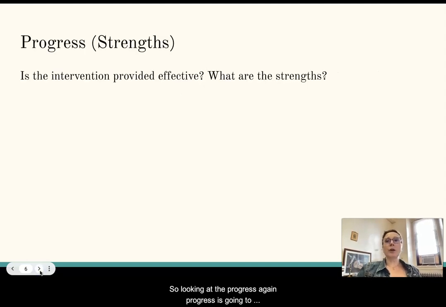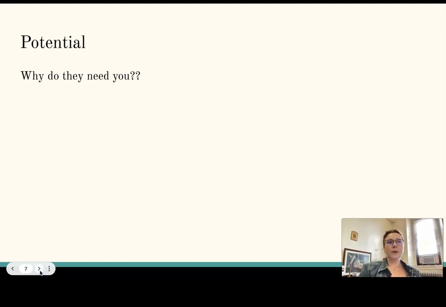Looking at the progress, again, progress is going to look a little bit different from your intervention than from your eval. But again, this is the strengths of the client. This is why they're going to benefit from your services. This is why they need you. How you're doing what you're doing, is it effective? Are they going to benefit from seeing you and your skilled intervention? Again, why do they need you?